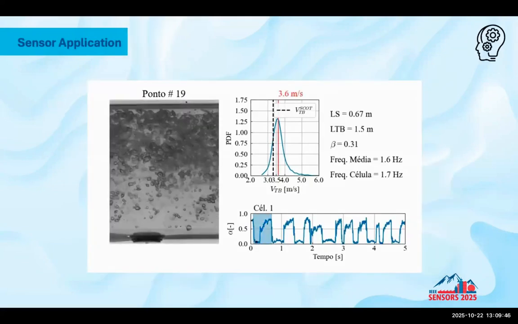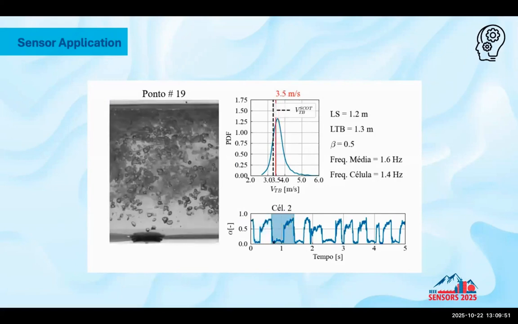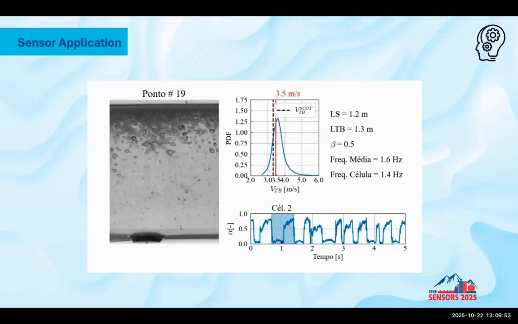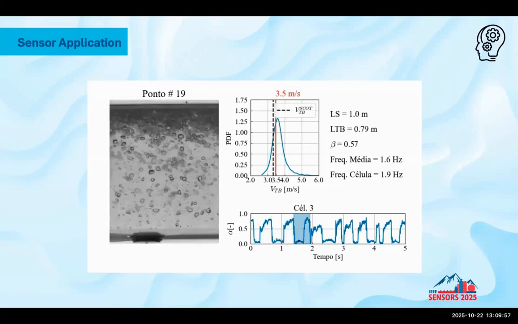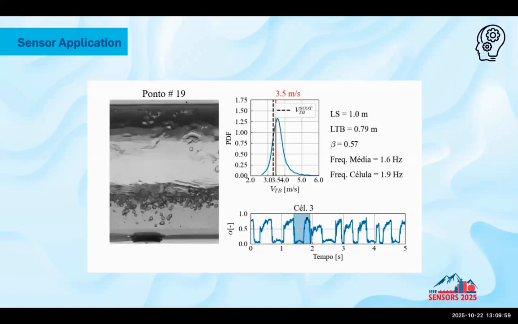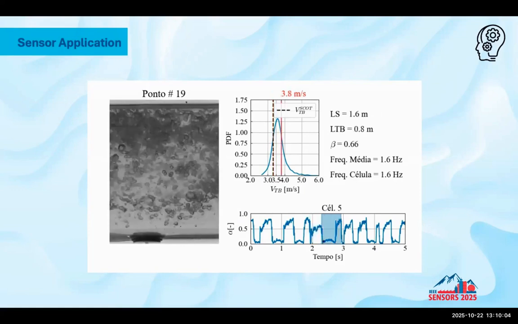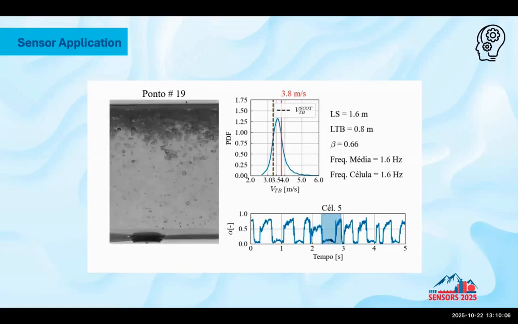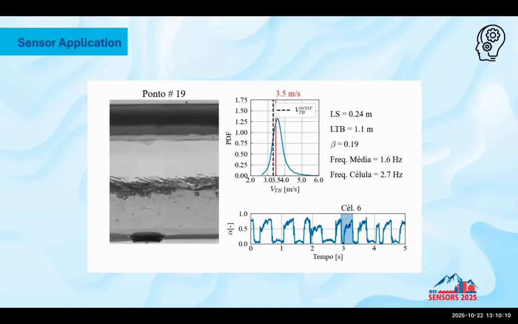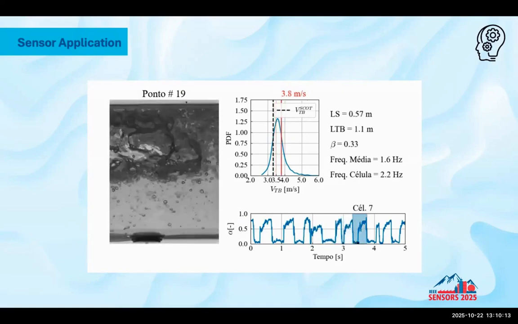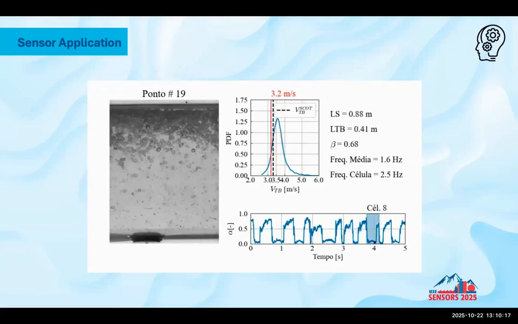Here is an example of a real application of our sensor in our laboratory, where we have a void fraction signal separated by each bubble, and we can obtain many parameters of this flow, like velocity, slug frequency, length, and others.